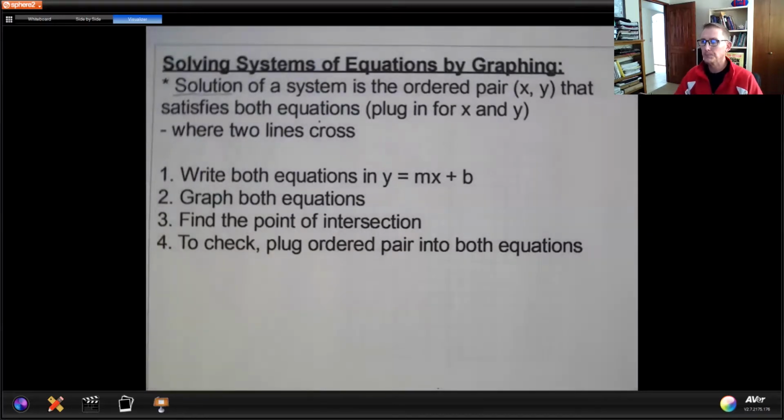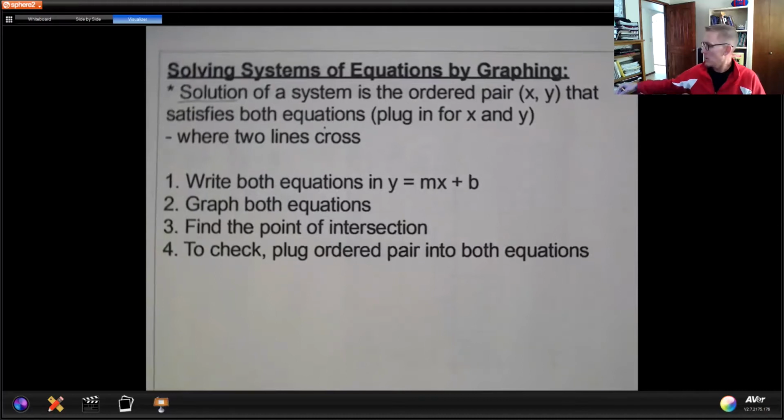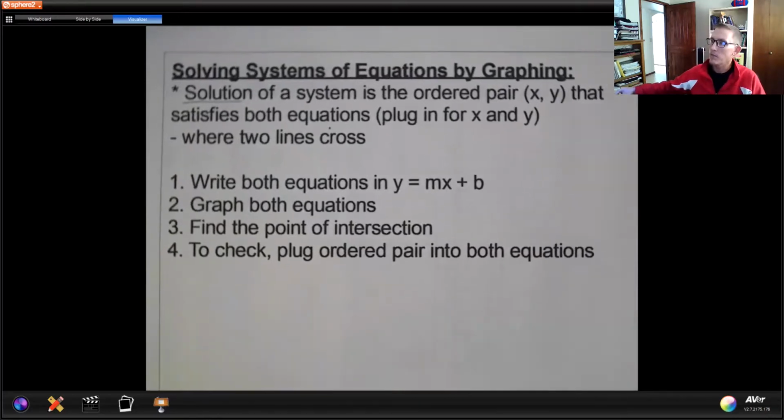That's the solution. Now, the process for doing this is to write both equations in y equals mx plus b, because y equals mx plus b is our shortcut for graphing. We're going to graph both equations. After we graph both equations, we're going to want to find the point of intersection, and then to check our answer, we just plug into the equations to see if they work. So again, if you want to pause here and get these notes, you can. We're going to go ahead and work our way through this.